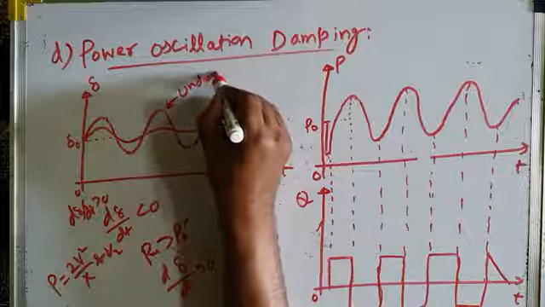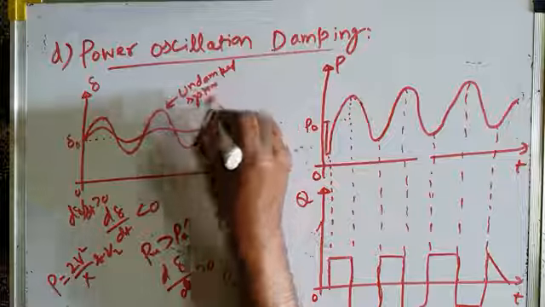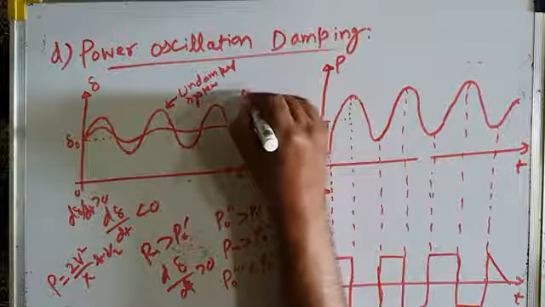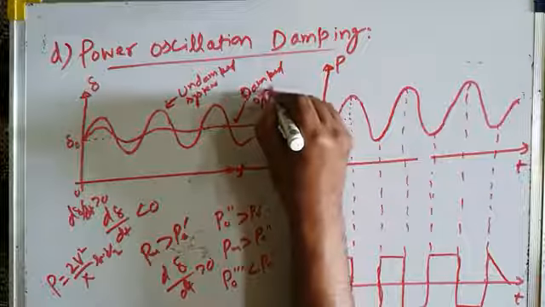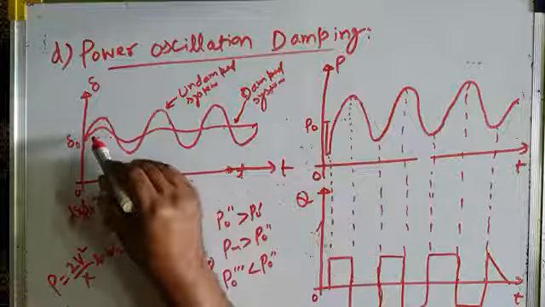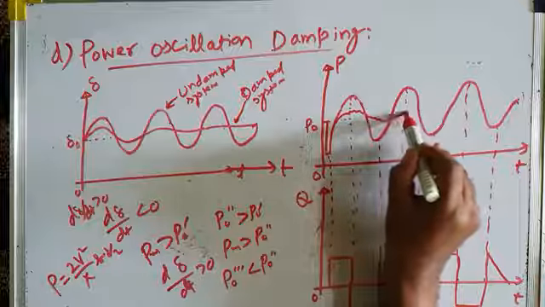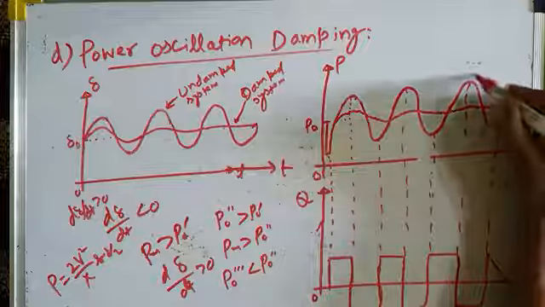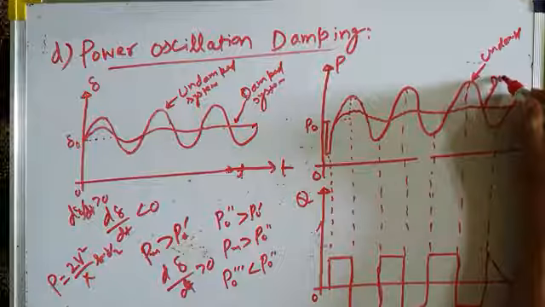There are electromechanical oscillations. Delta is oscillating if there is no compensation, and this is damped oscillations or damped system. When you are compensating your system with shunt compensator, the oscillations are damped. So since oscillations in the delta are damped, oscillations in the power will also be damped. Still less oscillations, and finally no oscillations in the power. So this is undamped system and this is damped system.